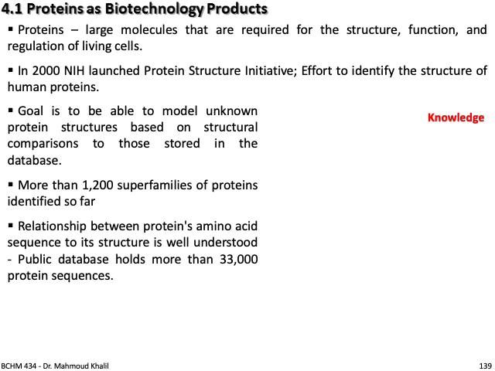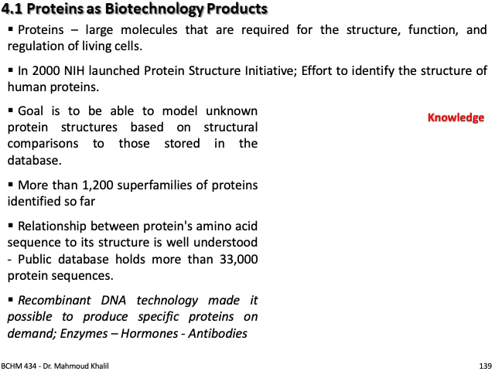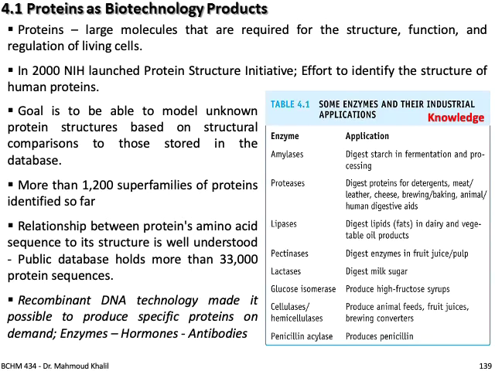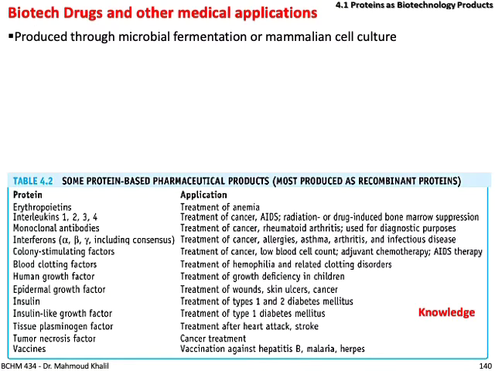The relationship between a protein's amino acid sequence and its structure is well understood, and there is a public database holding more than 33,000 protein sequences. Recombinant DNA technology made it possible to produce a specific protein on demand, like enzymes, hormones, and antibodies. This table is for knowledge; you can see some enzymes and their industrial applications. This table as well is for knowledge; you can see some protein-based pharmaceutical products. Most of them are produced as recombinant proteins.